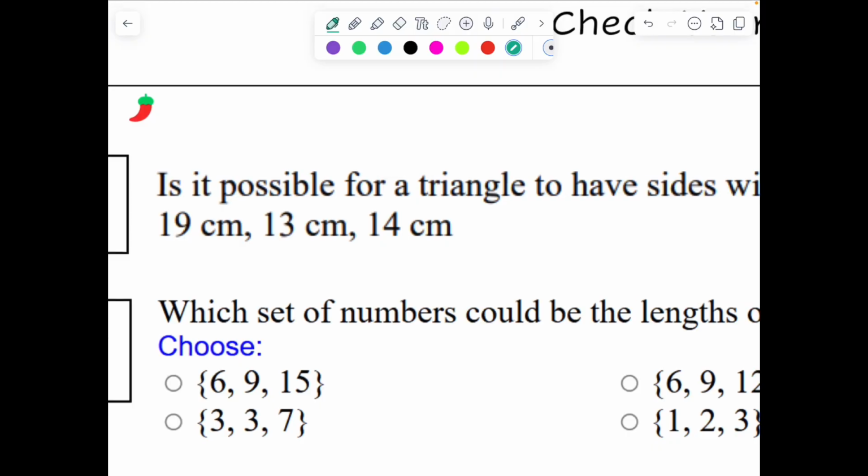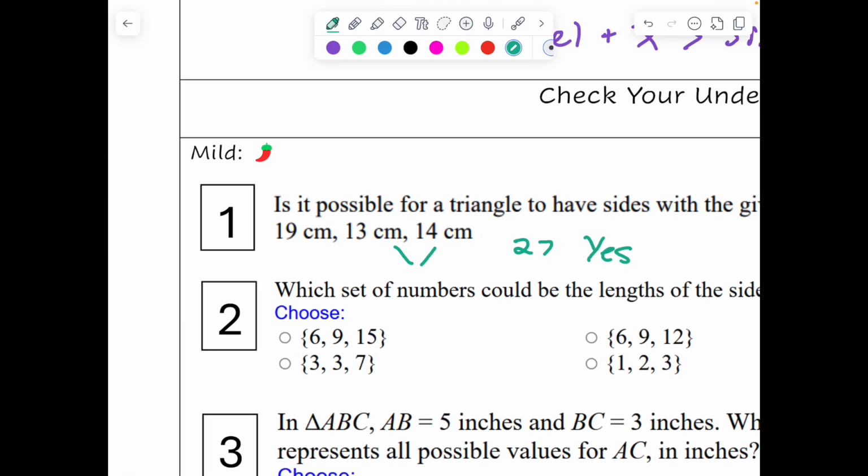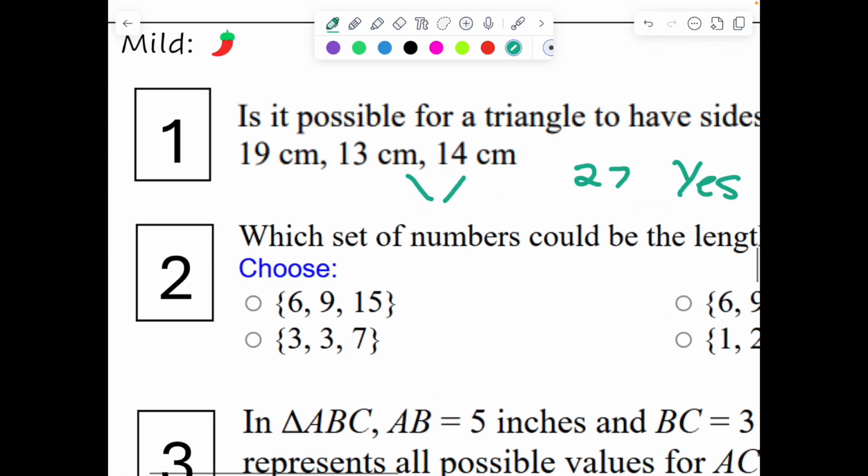Moving on to the mild section, is it possible to have a triangle with these given side lengths? We just need to make sure that the two smallest add up to more than the largest, and 13 plus 14 is going to get us 27. That is definitely bigger than 19, so this is good to go. Yes, this is a triangle.